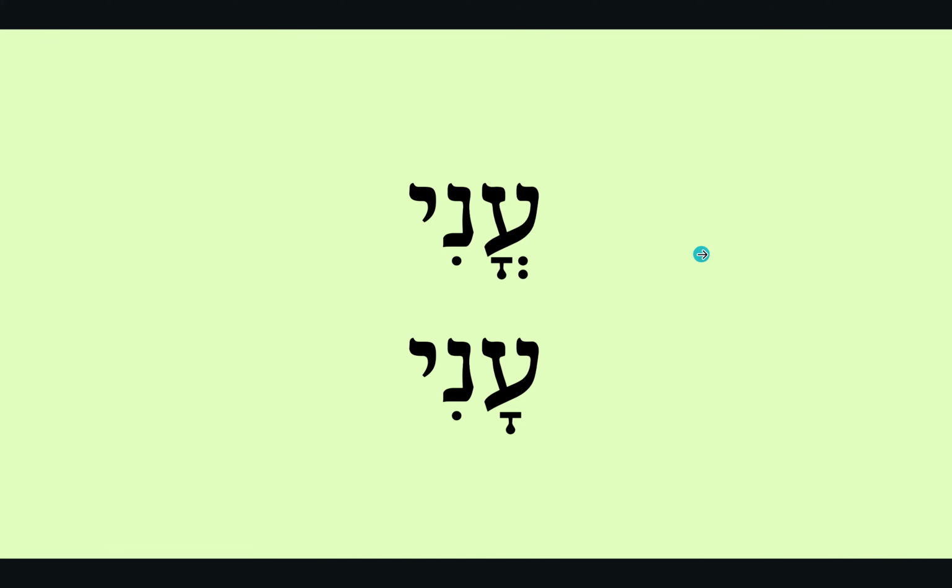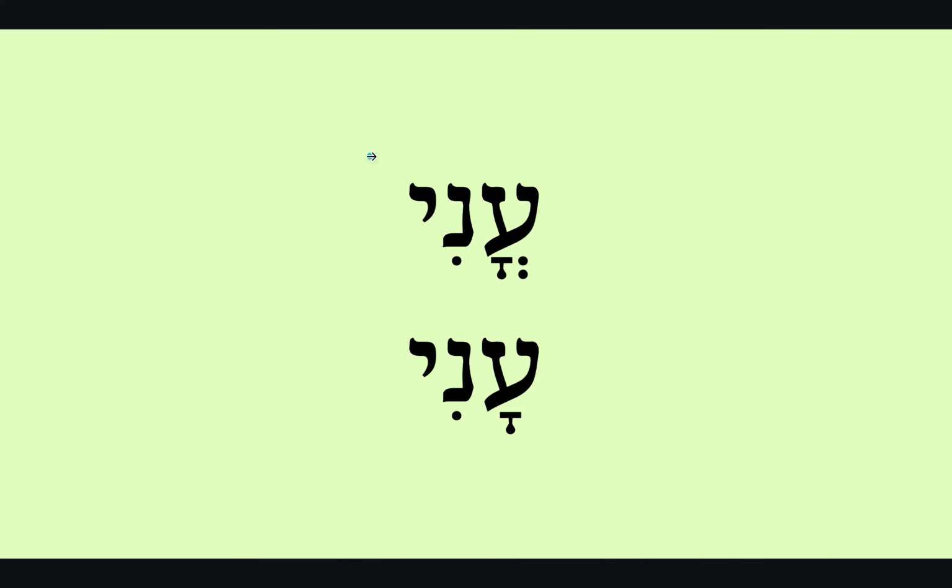All right. Now, we also learned last time that kamats can sometimes make an O sound, like in the case of chataf kamats. And so this word down here that we learned first is ani, but the chataf kamats is an O sound, so we get oni.